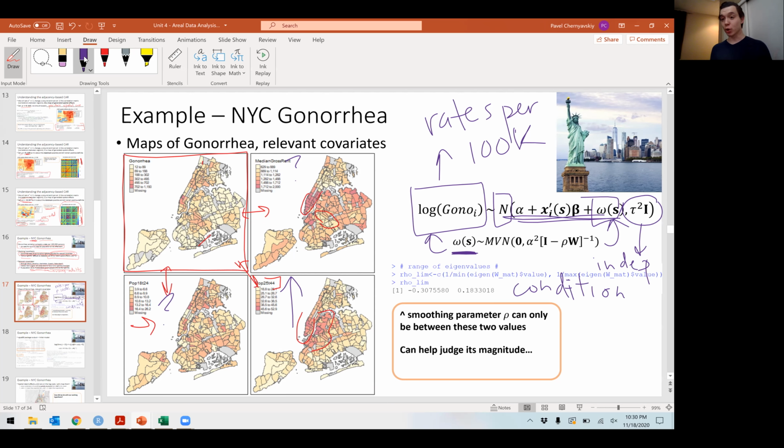Now remember, the rho parameter that we'll be estimating has to be between 1 over the smallest eigenvalue and 1 over the largest eigenvalue. So this is the range of values for my adjacency matrix that rho can be. So a rho of 0.5 is impossible. A rho of negative 0.5 is impossible. A rho of 0.18 is going to be considered large. We're coming up to almost the maximum possible, right? So this type of analysis can help judge the magnitude of rho, but I really think you shouldn't. I just think that's so much trouble.